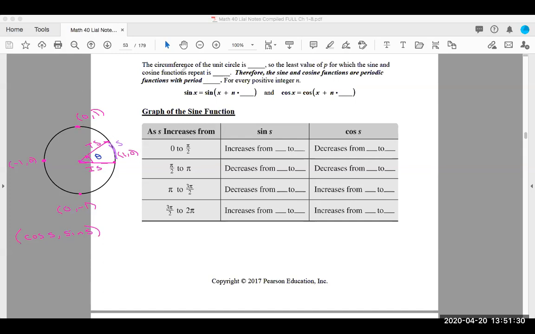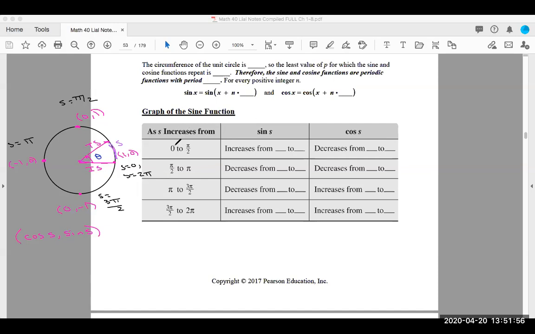All right, let's actually do this. Let's write in pi. Oh, you can't see that. So this is when S equals pi over 2, S equals pi, S equals 3 pi over 2, and S equals 0, S equals 2 pi.